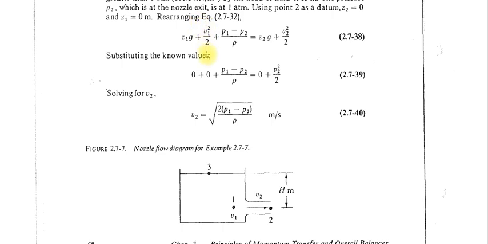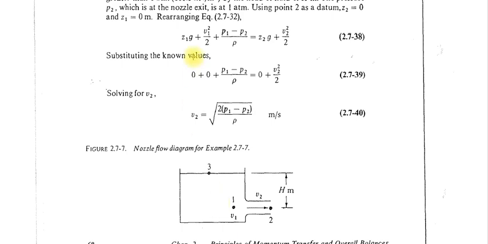Okay, V1 square by 2 is 0. Why is V1 square by 2 0? Because this is a large tank, and point 1 is situated inside the tank, so at that point you can assume the velocity is negligible. Why? Because the amount of fluid is so large that the small amount removed from point 2 will not affect the velocity of the molecules inside the tank.